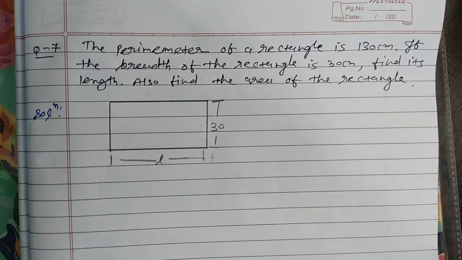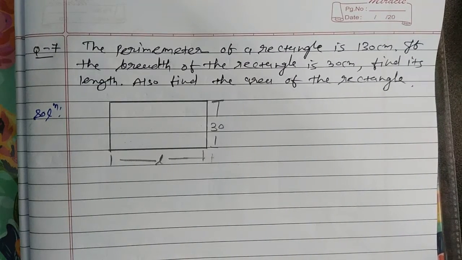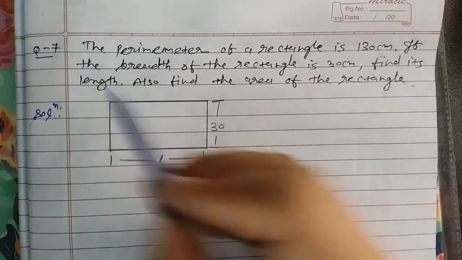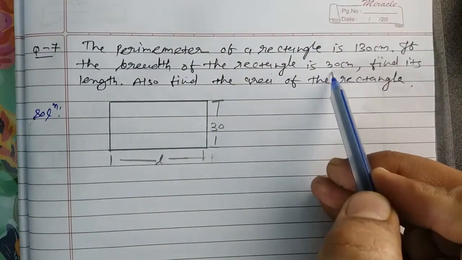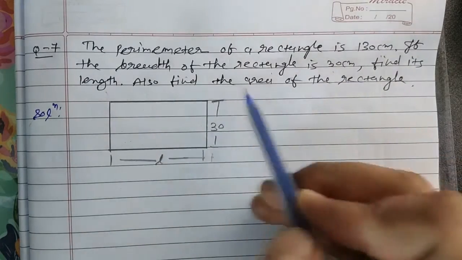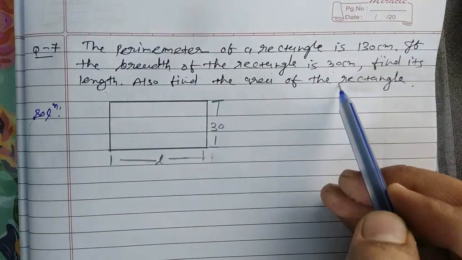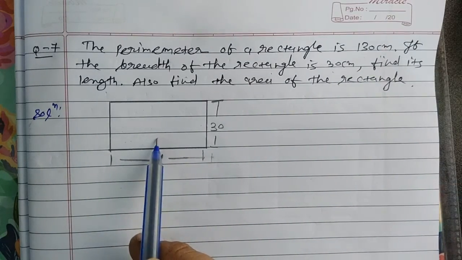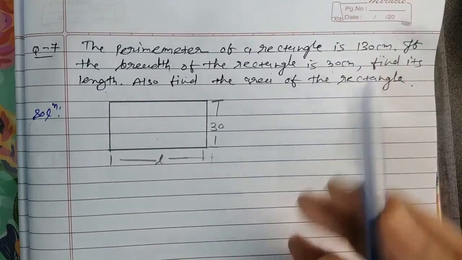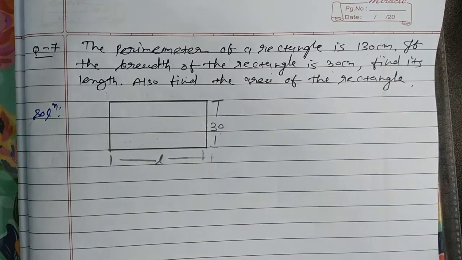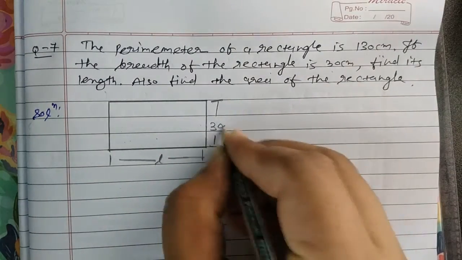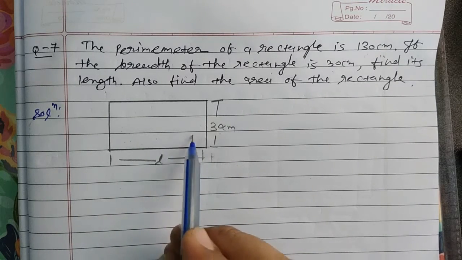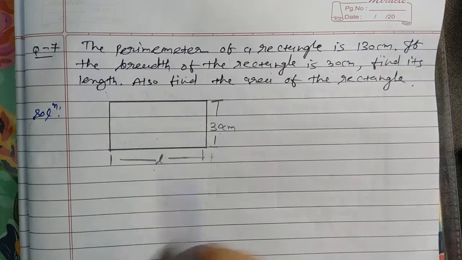Question number 7. The perimeter of a rectangle is 130 centimeter. If the breadth of the rectangle is 30 centimeter, find its length. Also find the area of the rectangle. The perimeter of the rectangle is given, that is 130 centimeter, and its breadth is given, that is 30 centimeter. And from this information we have to find length.